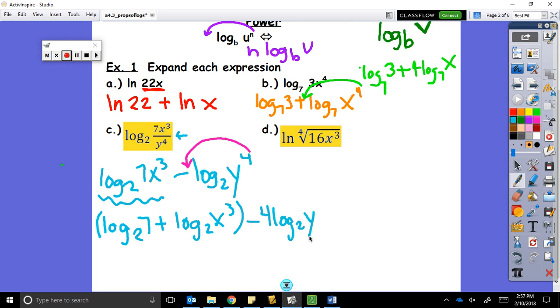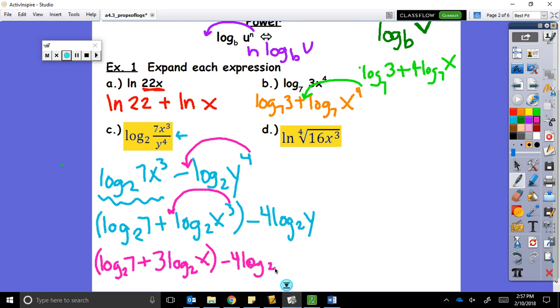Okay? Then I still have one more thing to do, and that last thing is to pull this 3 out to the front. So I have group log base 2 of 7 plus 3 comes out front, 3 log base 2 of x minus 4 log base 2 of y.